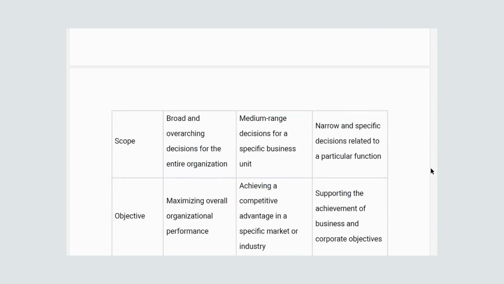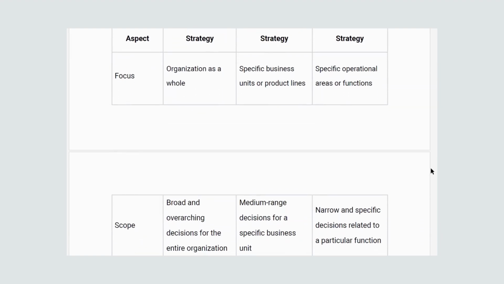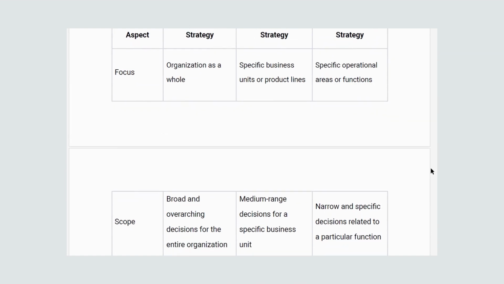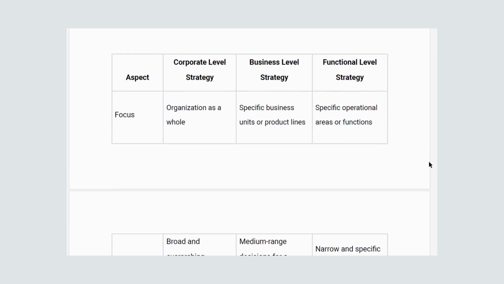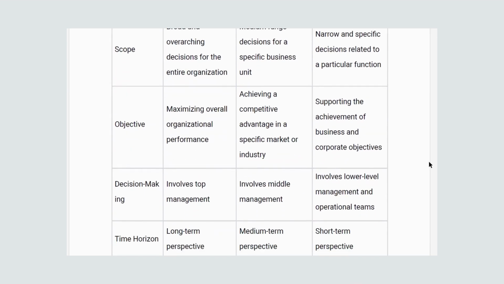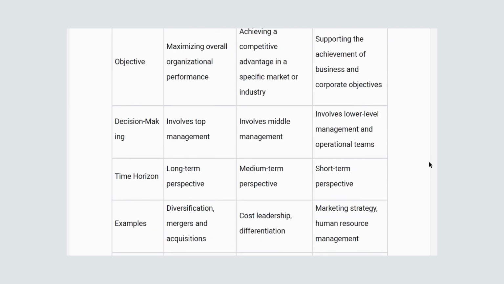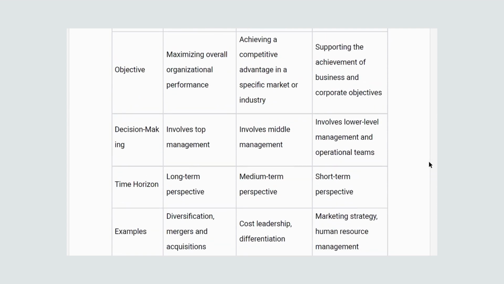Okay, and the scope of the first one is a broader concept. So the strategies related to corporate level will be broader, and when we talk about business level strategy, it will be medium range, and then the functional level will be very narrow as compared to the other ones. Okay, so the objective of a corporate level strategy is to maximize the overall organizational performance. And for the business level strategy, its main objective is to achieve a competitive advantage in a specific market or industry.